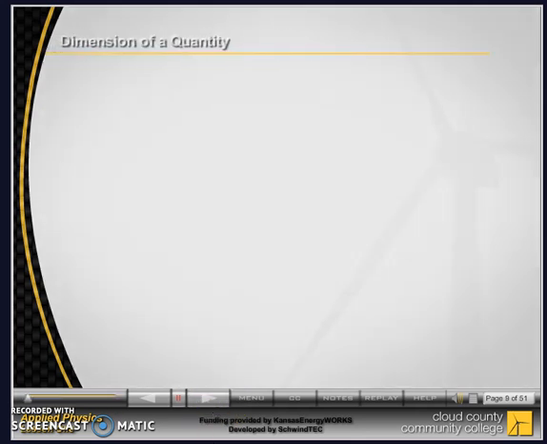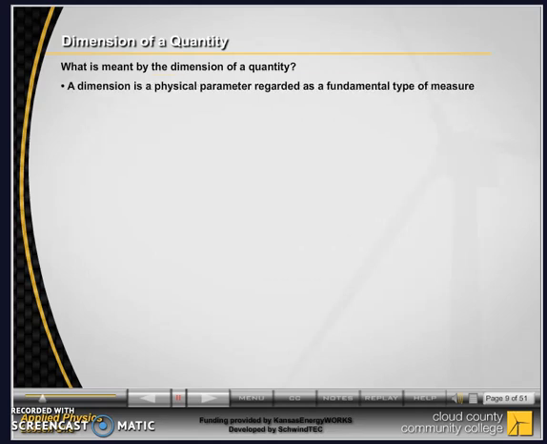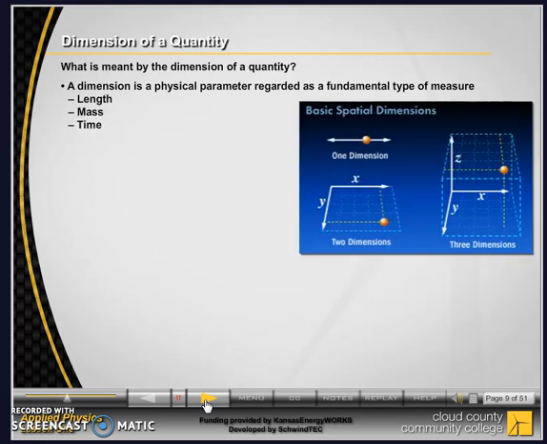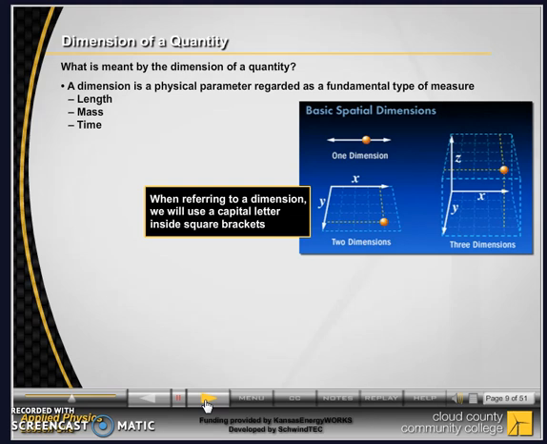We start our background discussion by reviewing what is meant by the dimension of a quantity. A dimension is a physical parameter regarded as a fundamental type of measure. Examples of dimensions are length, mass, and time. Whenever we refer to a dimension, we will use a capital letter inside square brackets. As an example, we will use L to denote the dimension of length.